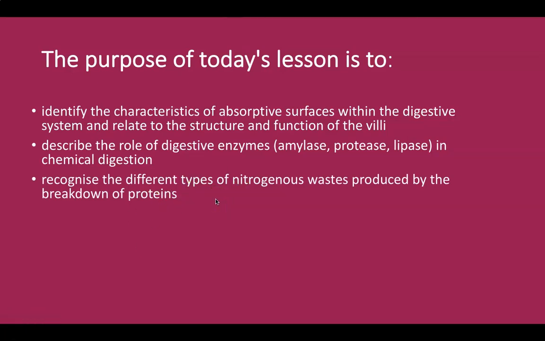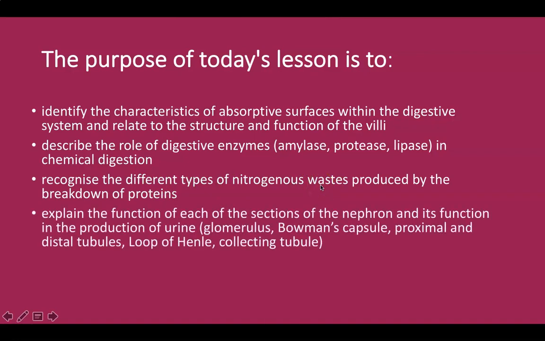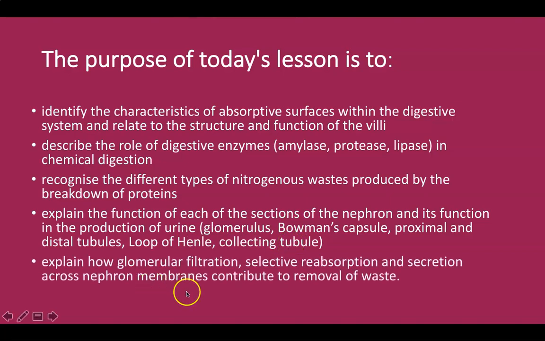Kidneys are responsible for filtering blood to remove nitrogenous waste. That's a byproduct of cell metabolism or cellular respiration. So we'll look at the different types of nitrogenous waste depending on what type of organism it is. We will also look at, in mammals, the function of the kidneys, and the kidneys contain these little structures called nephrons, and they are responsible for filtering our blood. So we'll look at each section of the nephron and what happens at each stage. And then we'll talk about that a little more specifically.